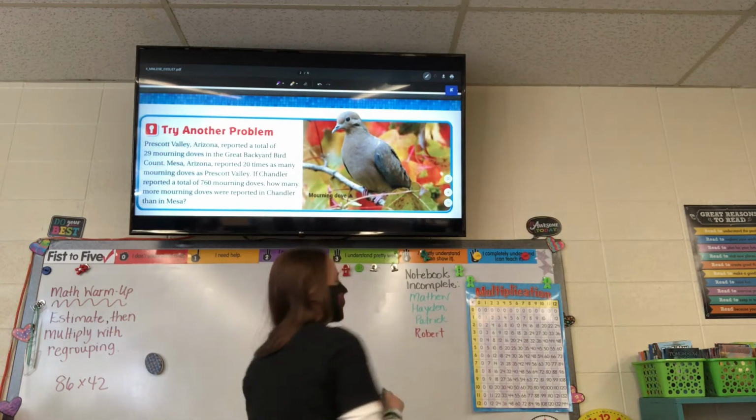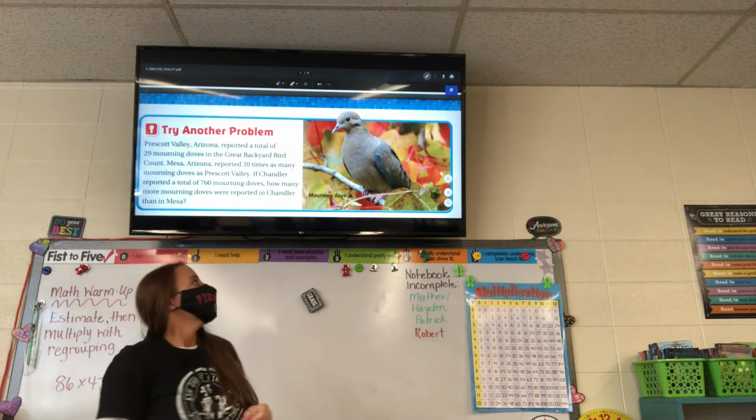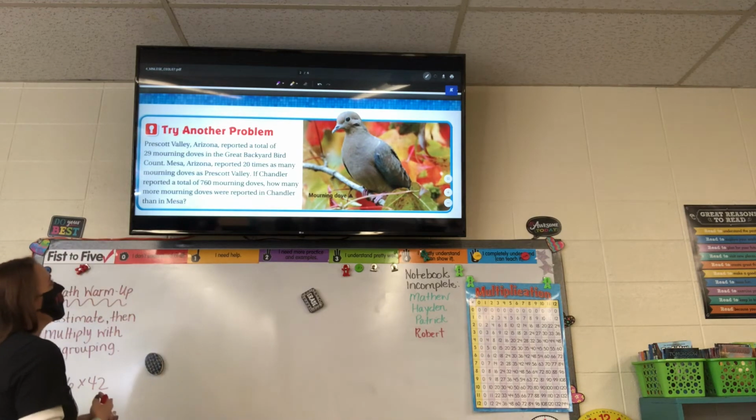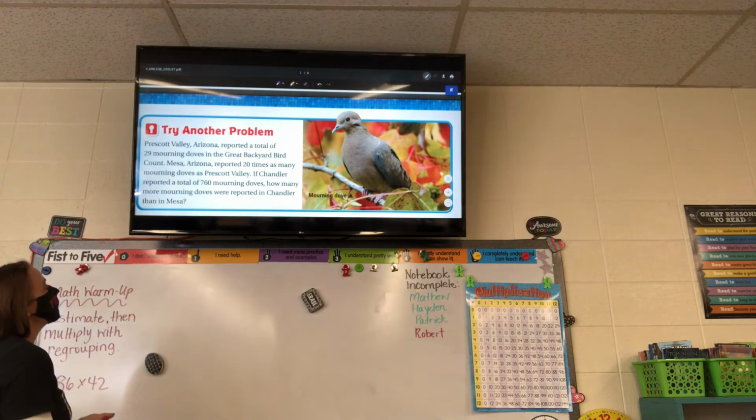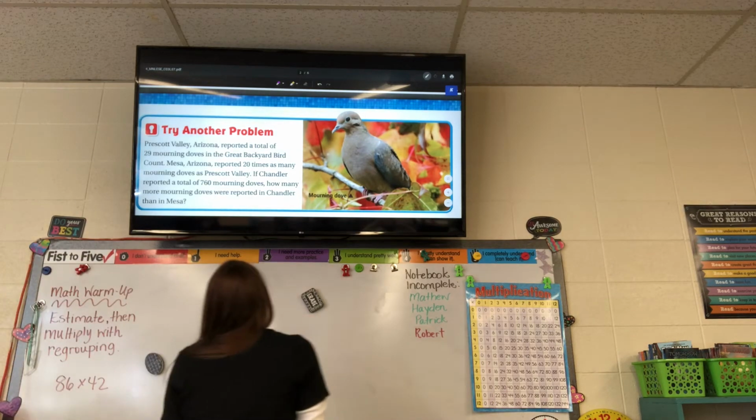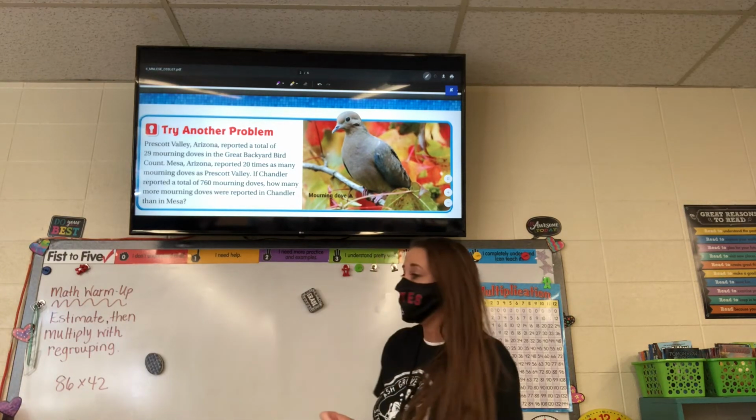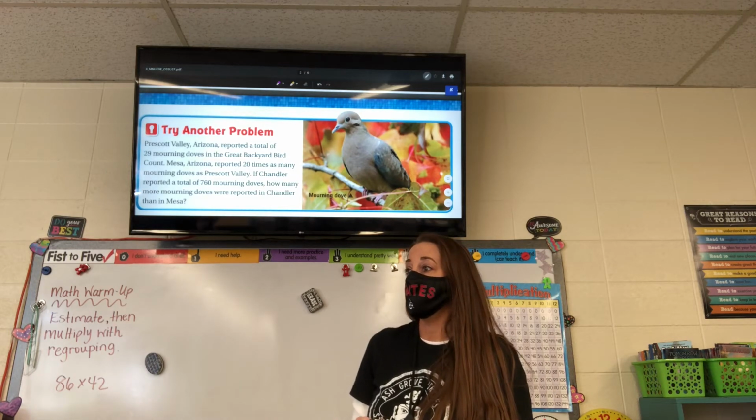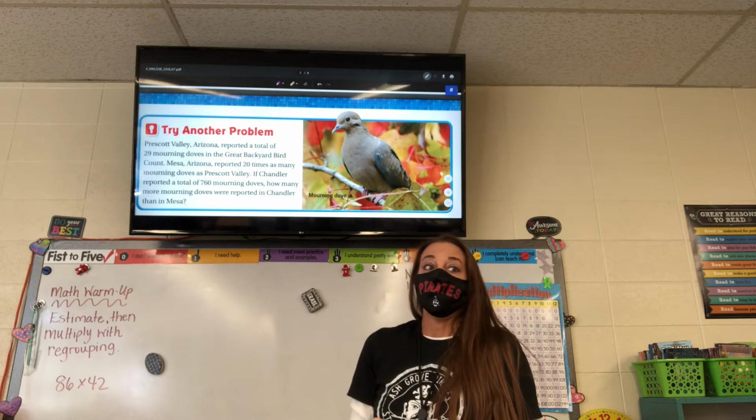Okay, now listen. Prescott Valley, Arizona reported a total of 29 mourning doves in the Great Backyard Bird Count. Mesa, Arizona reported 20 times as many mourning doves as Prescott Valley. If Chandler reported a total of 760 mourning doves, how many more mourning doves were reported in Chandler than in Mesa? That sounds pretty confusing, right?